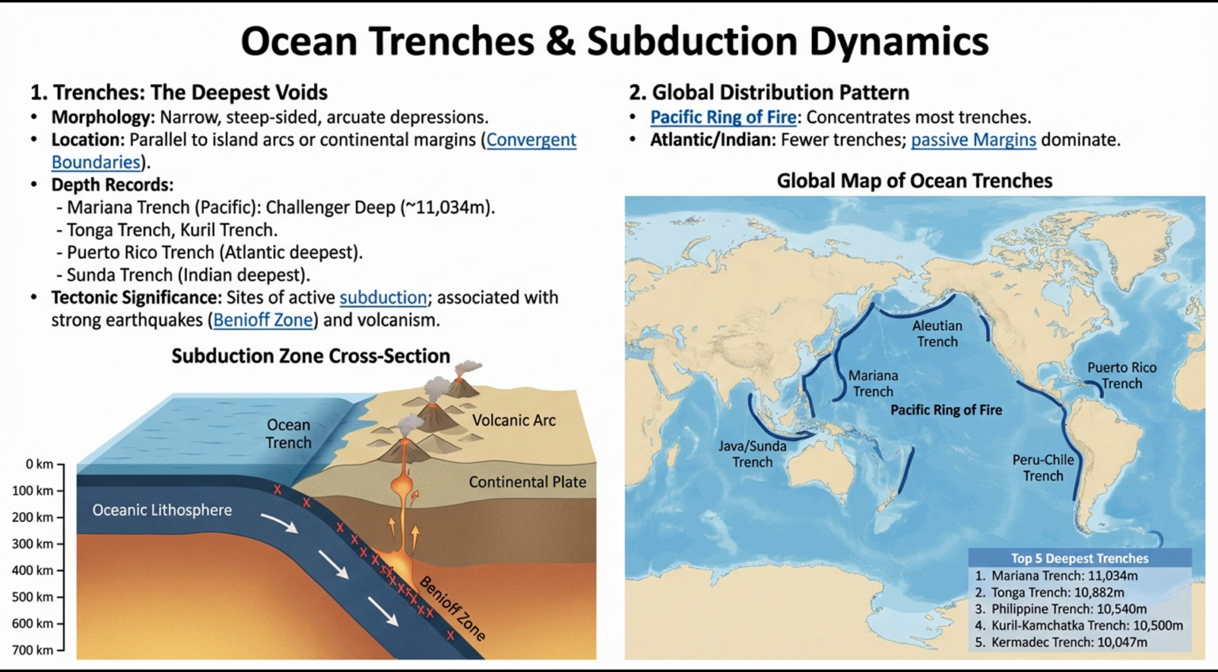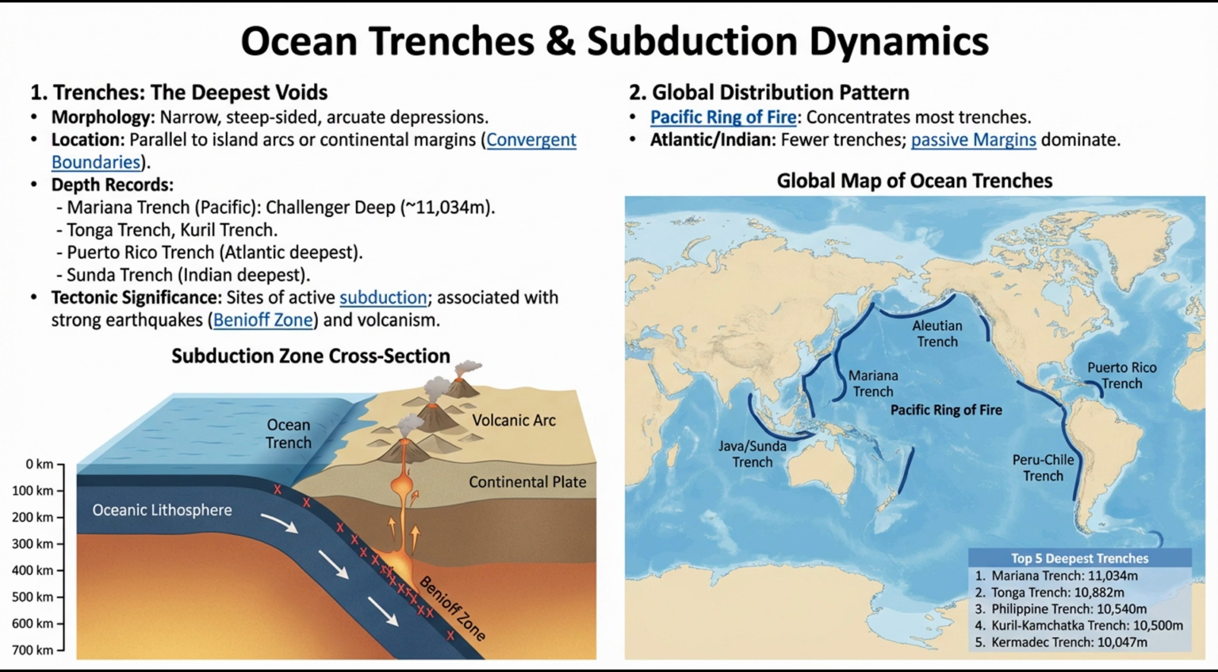Morphology-wise, they are narrow, steep-sided, arcuate, bow-shaped depressions. But why are they here? Trenches represent convergent plate boundaries. This is where the old, cold, and dense oceanic lithosphere collides with another plate and dives, or subducts, into the mantle. It is a zone of destruction.